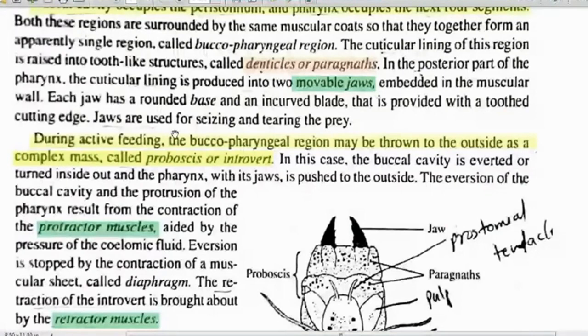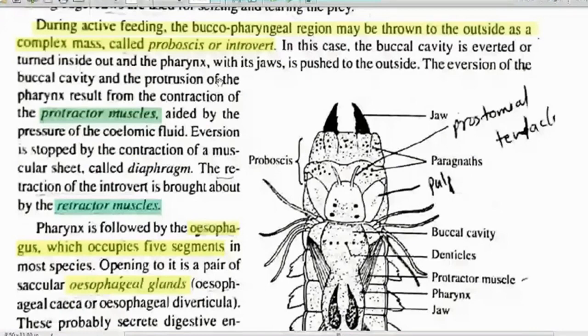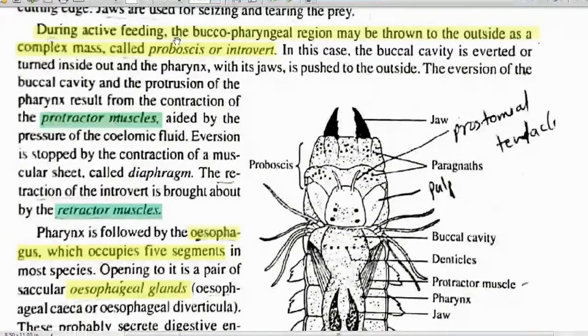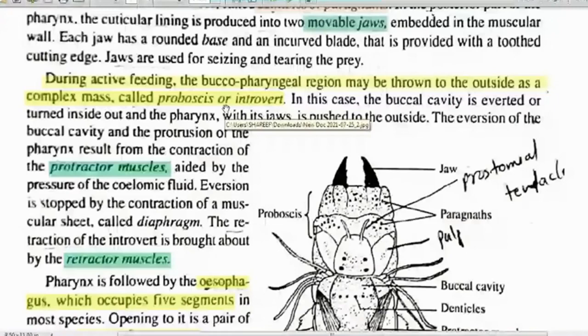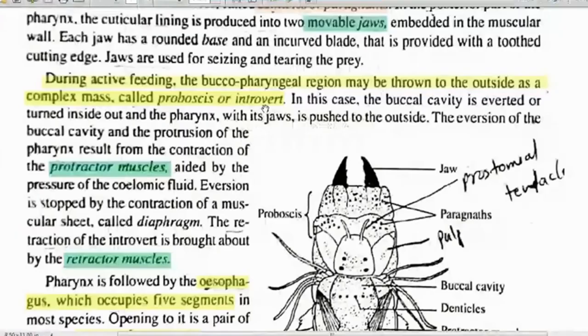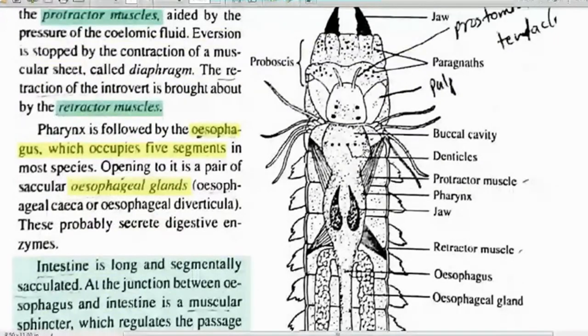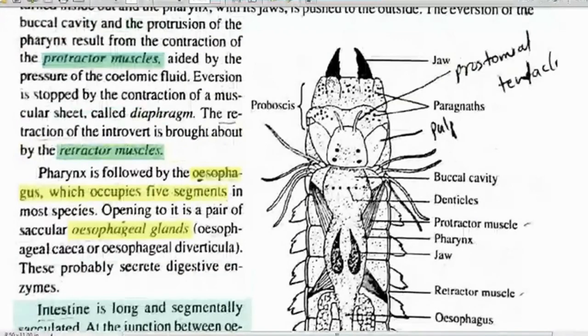Then Nereis has a peculiar phenomenon. That is, during active feeding, the buccopharyngeal region may be thrown to the outside as a complex mass called the proboscis, or introvert. It is the buccopharyngeal region that is thrown outside. That is, during feeding, Nereis everts its buccopharyngeal region straight outside. When it everts, the jaws come to the most anterior end of Nereis.